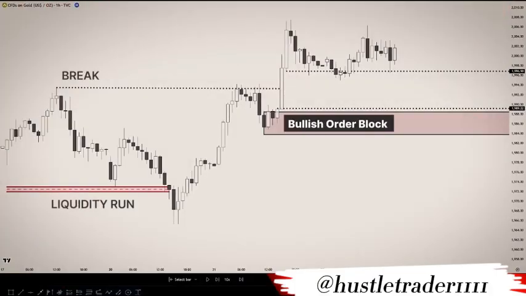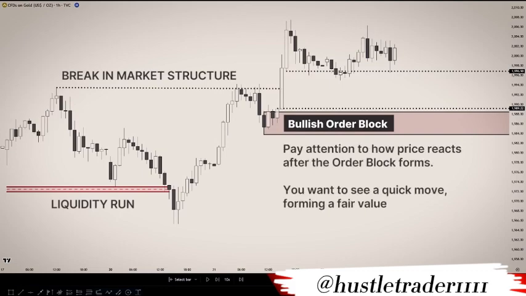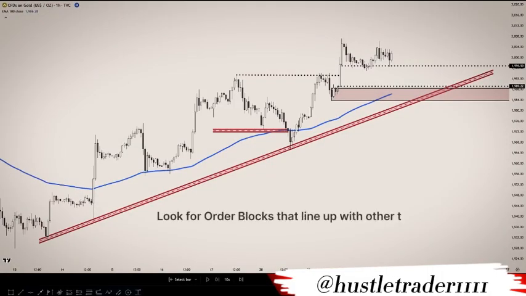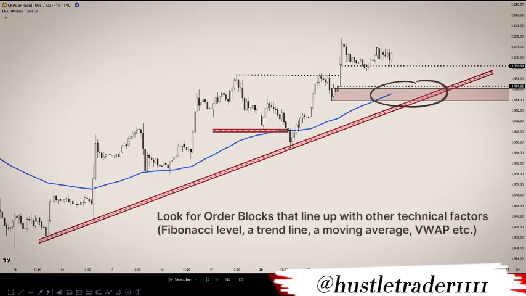Also, pay attention to how price reacts after the order block forms. If it moves away quickly and forms a fair value gap, even better. Remember, not every order block will lead to a good trade. Your job is to find the best opportunities, not to trade every signal you see. Another tip, look for order blocks that line up with other technical factors. Maybe it's at a key Fibonacci level, or it matches up with a trend line, or a moving average. The more reasons you have to believe in an order block, the better.